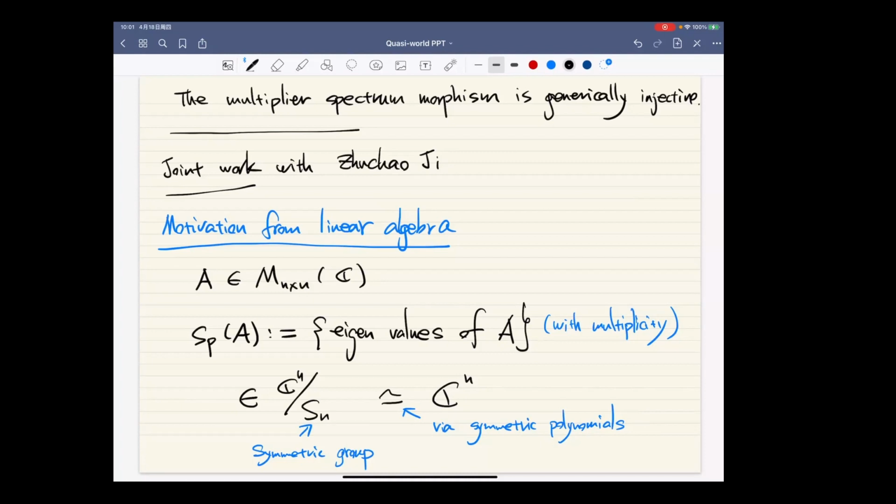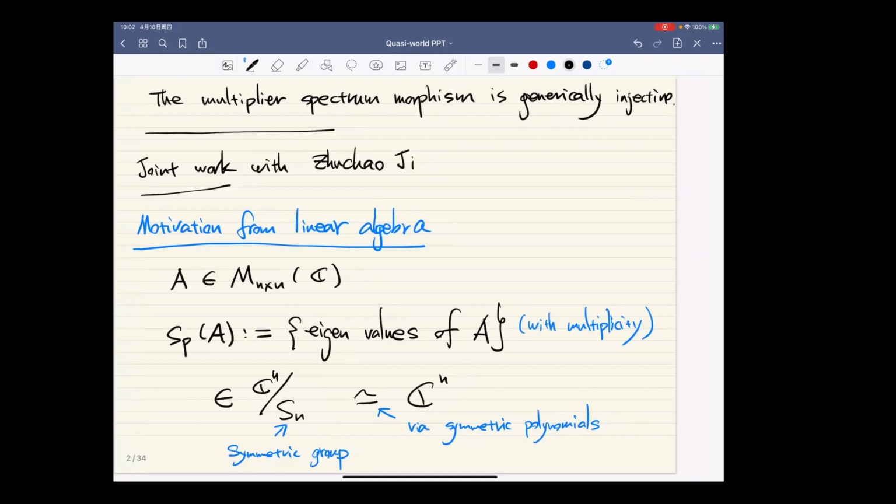It's from linear algebra and a very basic fact. So let A be an n times n matrix. Then the spectrum of A is exactly the set of all eigenvalues of A. Here we're counting with multiplicity. Then we can view this set as an element in C^n, but we need to quotient by the symmetric group. And using symmetric polynomials, this is isomorphic to C^n, right?